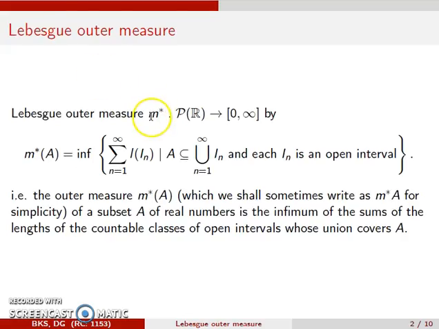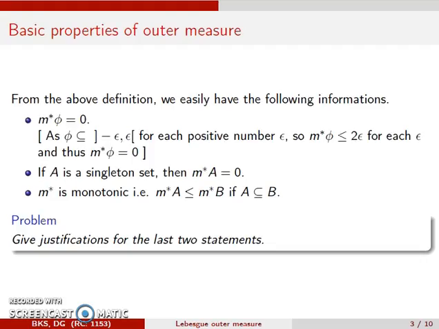The Lebesgue outer measure, m star, of a subset A of R is defined to be the infimum of the sums of lengths of countable classes of open intervals whose union covers A. From this definition, we usually have the following information. First, m star, the outer measure of the empty set, is equal to 0.